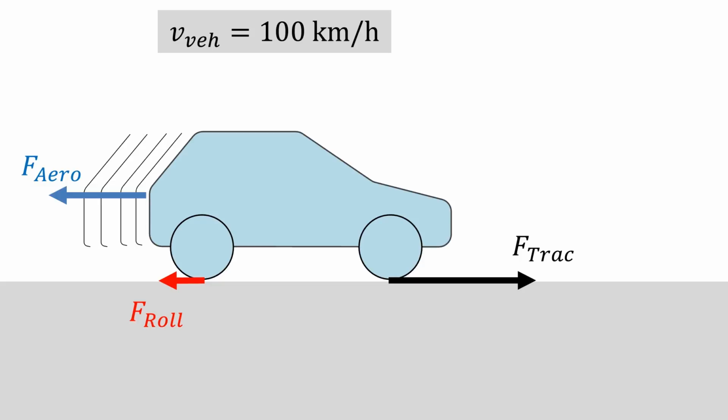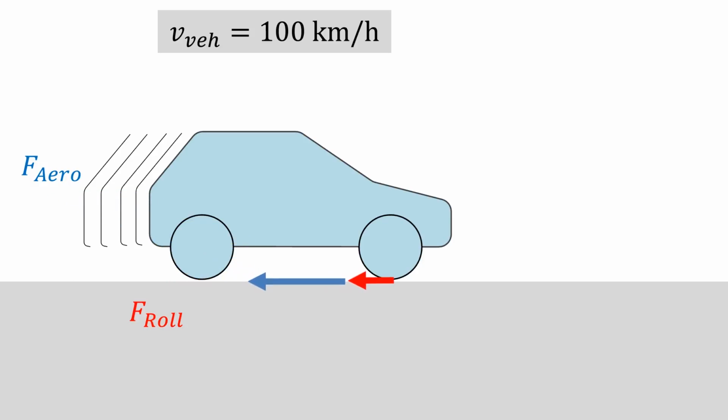We start the analysis from a vehicle which is driving at constant speed at 100 km per hour, with the traction force just strong enough to balance the rolling resistance and the aerodynamic drag. What will happen if the traction force becomes zero?